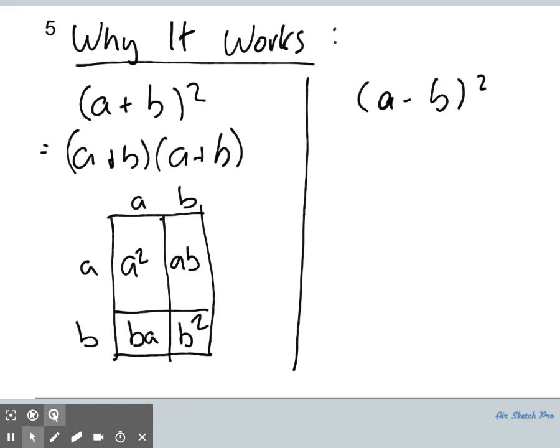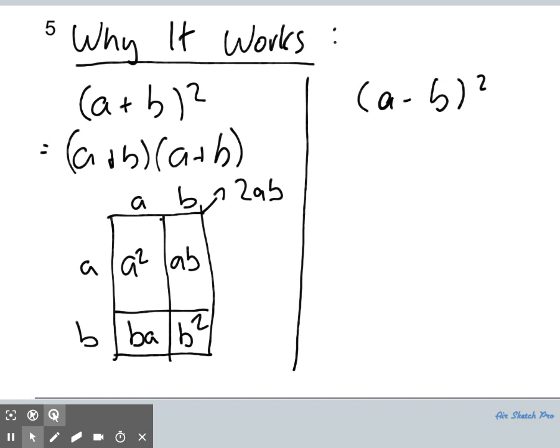But AB is the same as BA. You know, 3 4s are the same as 4 3s, 6 times 7 is the same as 7 times 6, 1.2 times 4 is the same as 4 times 1.2. So the order of a product doesn't matter, which means that these two diagonals here are simply 2AB, putting it into alphabetical order. So we've got a squared plus b squared, and we've got plus 2ab, but we typically put the 2ab in the middle. So that's why that works.